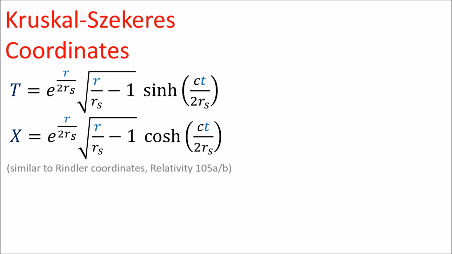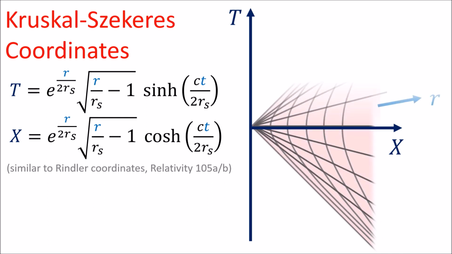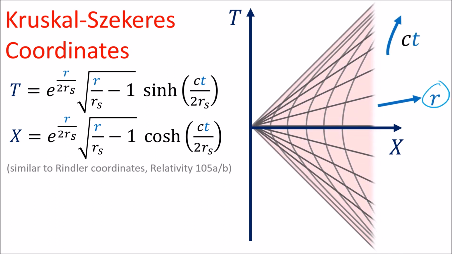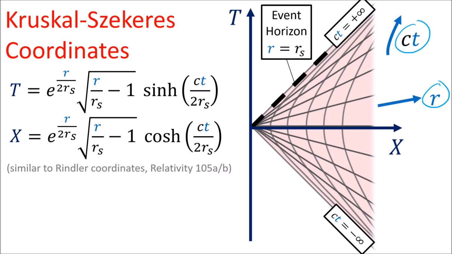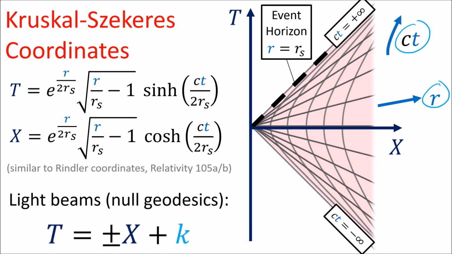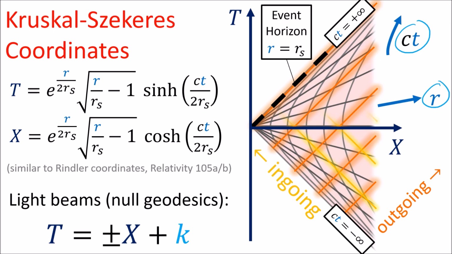Looking at these formulas, they sort of resemble the formulas for Rindler coordinates that we studied back in Relativity 105 for accelerated observers in special relativity. Basically, the space coordinate denotes a series of hyperbolas, and the time coordinate is like a hyperbolic angle that lets us select a location along the hyperbolas. The event horizon is located at r equals rs, which is a hyperbola that's pushed so close to the origin that it becomes a pair of diagonal lines. And again, light beams in KS coordinates are just diagonal lines.